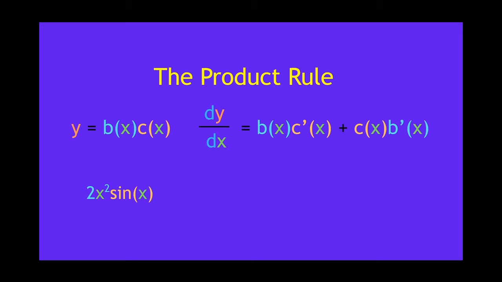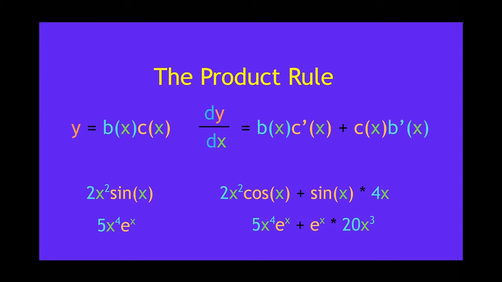The derivative of this function would be 2x squared times the cosine of x plus the sine of x times 4x. Another example would be 5x to the fourth times e to the x. Your derivative is going to end up being 5x to the fourth times e to the x plus e to the x times 20x cubed.